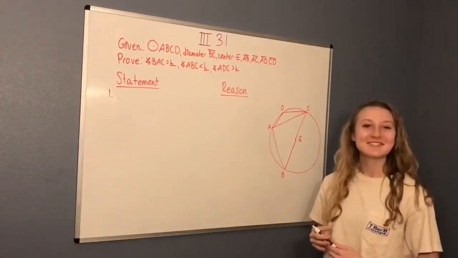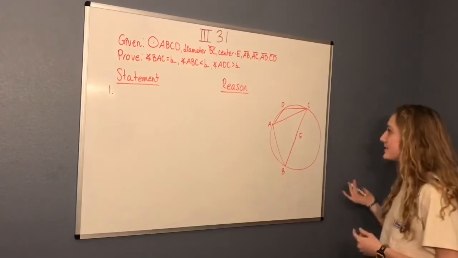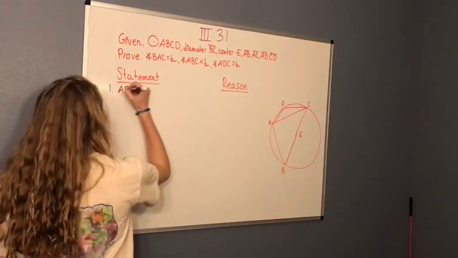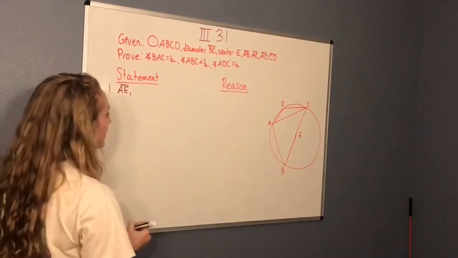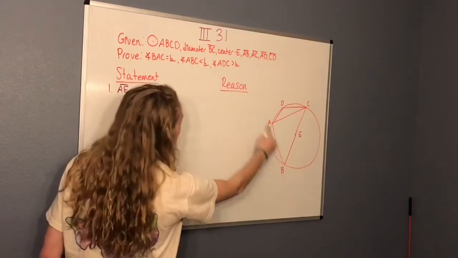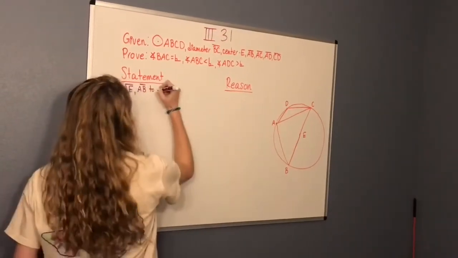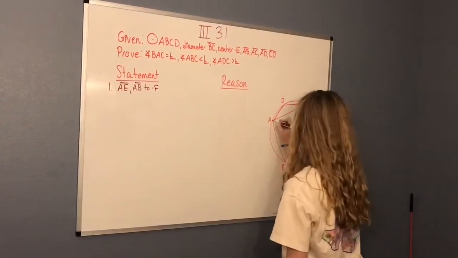Today I'm going to do Proposition 31 from Book 3. The first step in this proposition is to finish the construction, which is really easy. We can do the construction in one step. We're going to draw AE, and then we're going to continue this line, AB, all the way up to point F. And it's going to look like this.